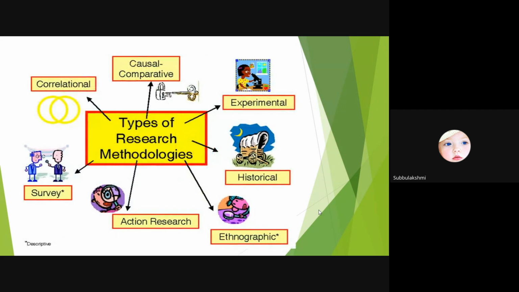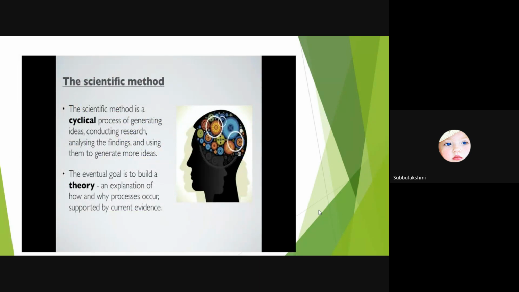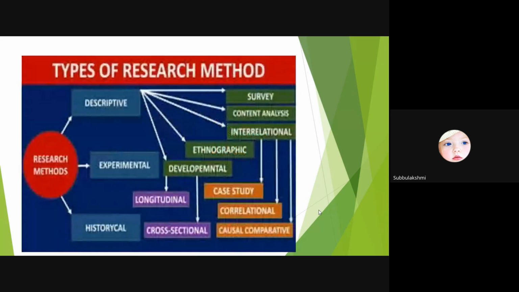So what is this scientific method? We don't have it here, scientific method. It is actually cyclic. We gather ideas, we conduct research, we analyze, we generate more ideas, and it is to build a theory, an explanation of how and why, all with the current evidence. So this is what you call the scientific method.